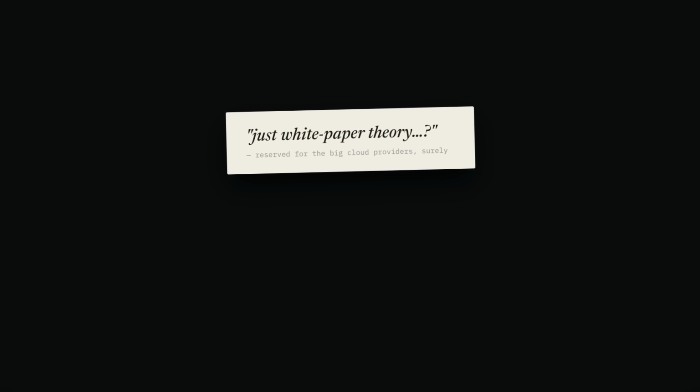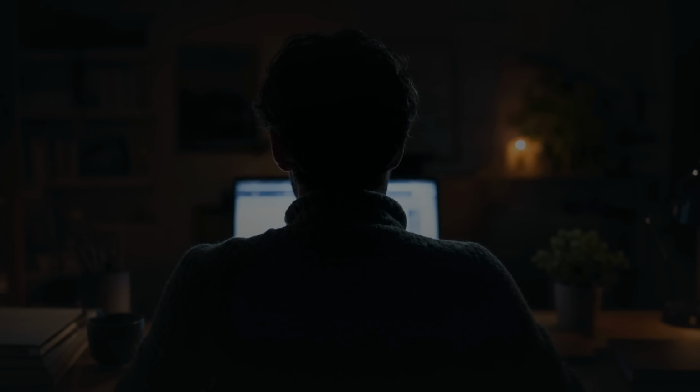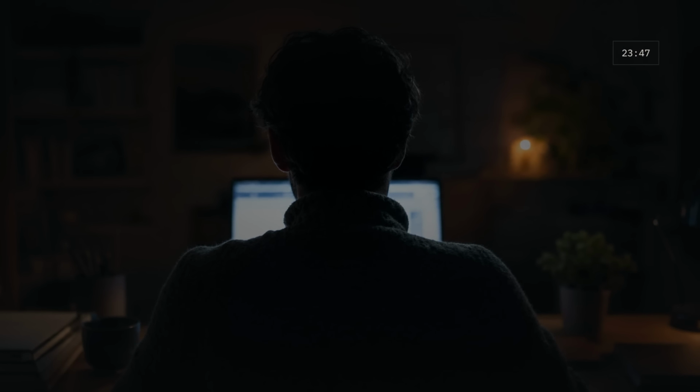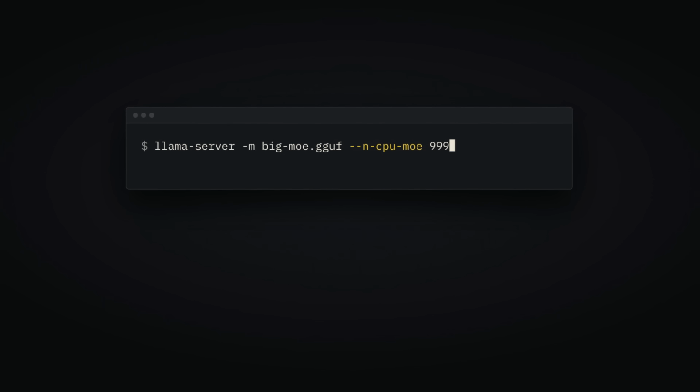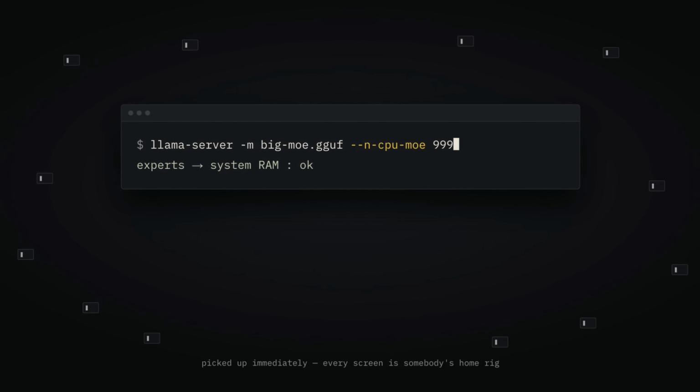If you think this whole memory juggling act is just some white paper theory reserved for the big cloud providers, it turns out that real people are already running models exactly like this tonight. The developers behind llama.cpp recently added options that make offloading inactive experts to ordinary system memory totally trivial, and the local AI community picked them up immediately.